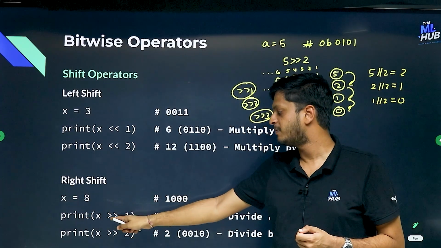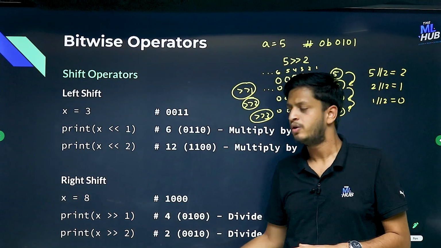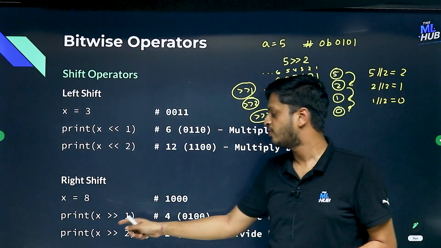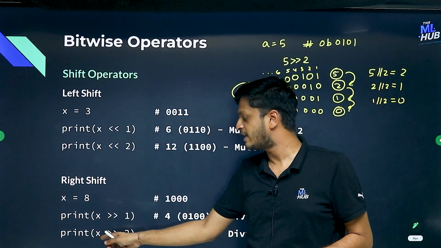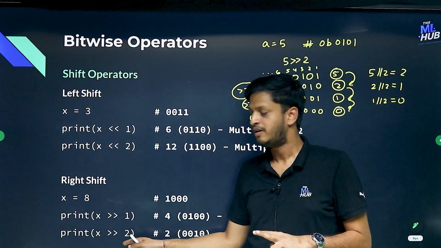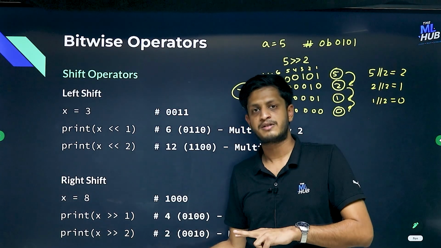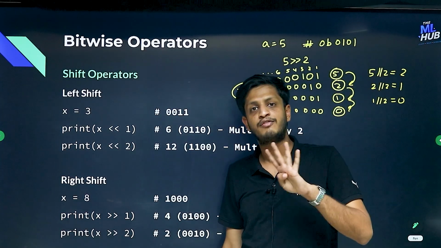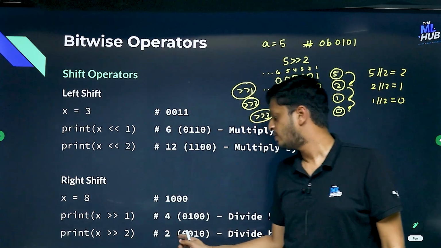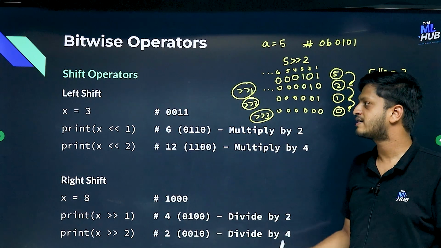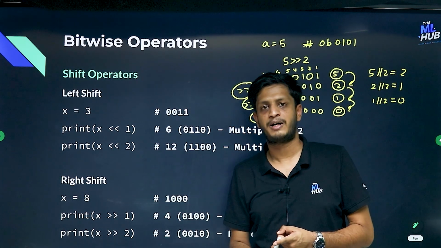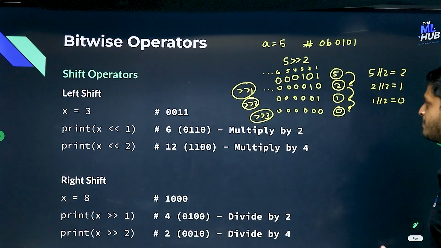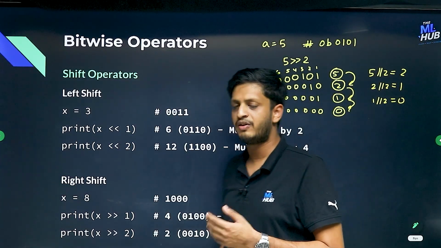If you right shift it by 1, you are actually dividing it by 2, so the number will become 4. And if you again right shift it by 1, which means if you right shift x 2 times, it means you are dividing it by 2 two times. So it is actually dividing it by 4. So 8 by 4 is 2. Okay, so this is how the left shift and the right shift operator works, with some examples. Again, we will solve some more examples when we do the practice questions.